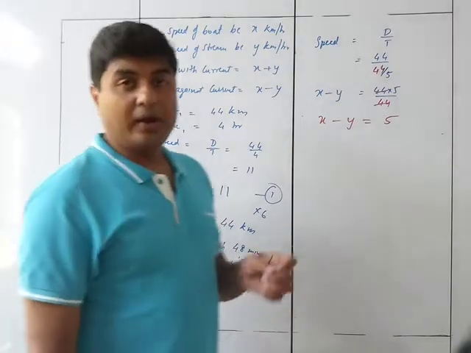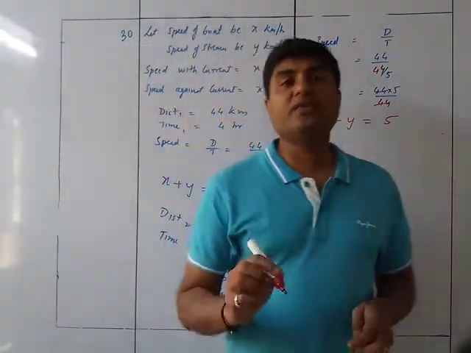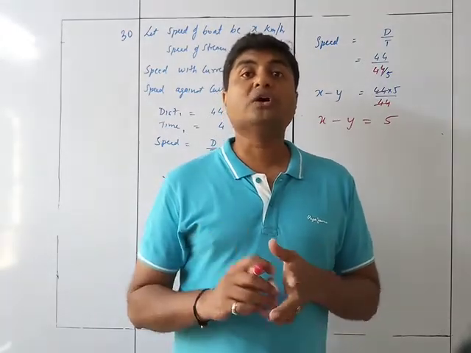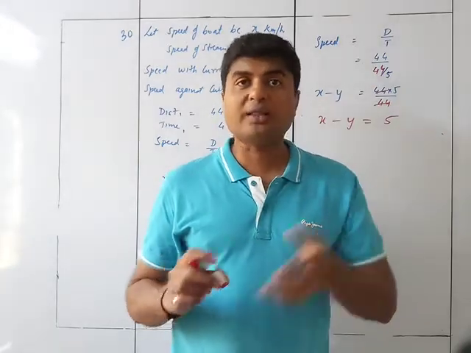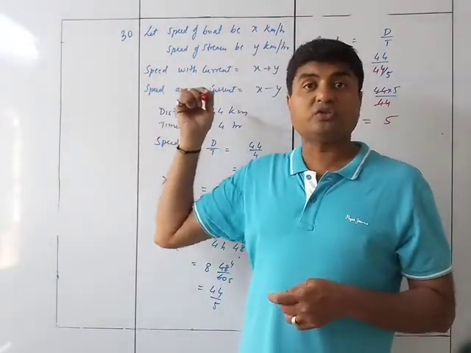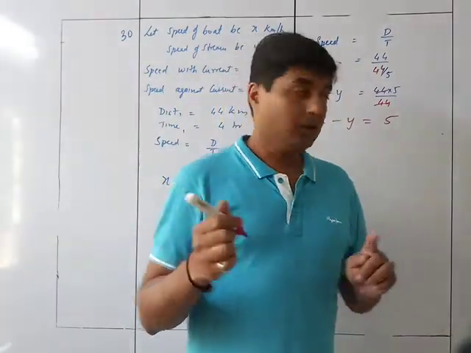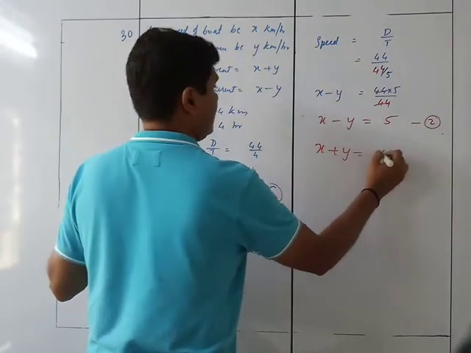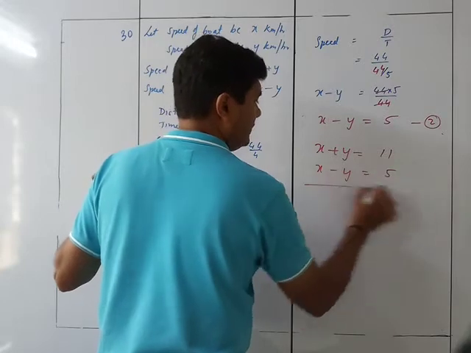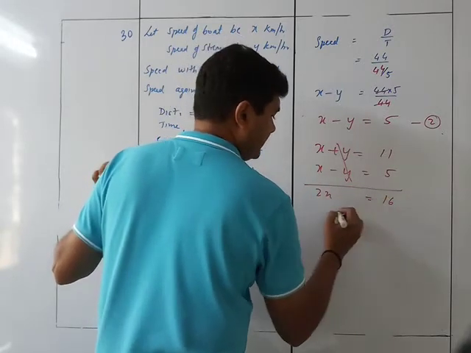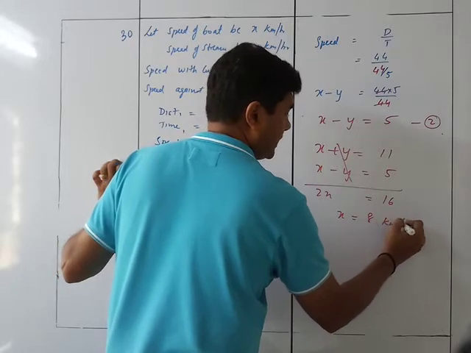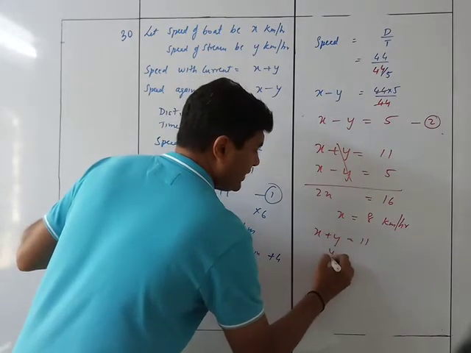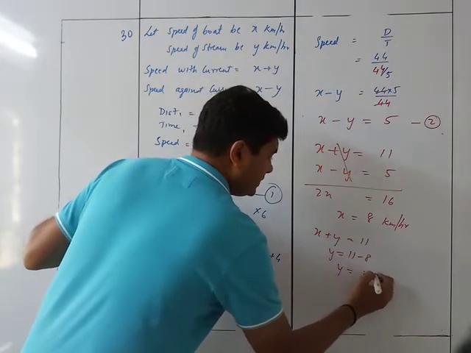A very important thing. We have to read the question carefully. It was given that the time taken when it is going against the flow is not 4 hours 48 minutes, but it was 4 hours 48 minutes longer than the original one. So original one was 4 hours, so this will be 8 hours 48 minutes. Got it? So now you get the two equations. So it is x plus y is equals to 11, x minus y is equals to 5. So 2x is equals to 16, x is equals to 8 kilometers per hour, and x plus y is equals to 11. So therefore y will be 11 minus 8, y is equals to 3 kilometers per hour.